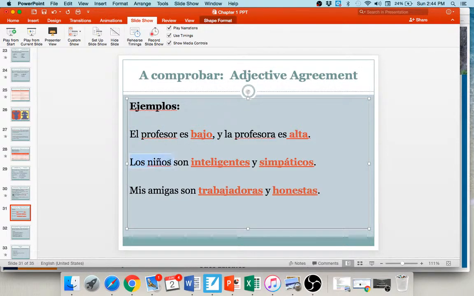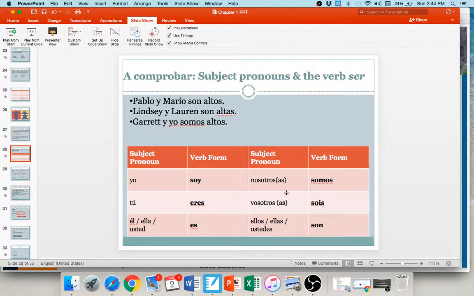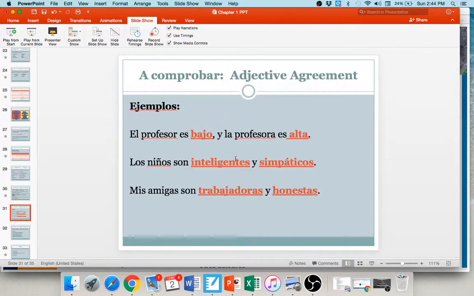But los niños, the children, they are, notice there's that ser word again. We didn't say the children to be, we said they. Children are they. We went to our they box and we found son. So the children are intelligent. I couldn't just say inteligente and simpático because there's more than one child. So they are inteligentes. Has to agree in gender and number. Los niños, there's more than one. They can't just be one nice child. There are multiple nice children, so it becomes simpáticos. You've got to make it agree in gender and number.